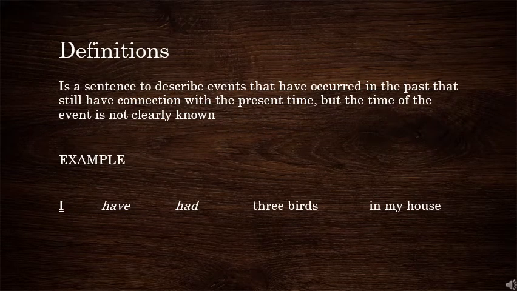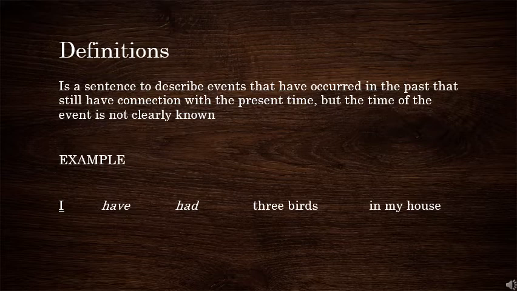So, for the next slide here, we move on to the definition of present perfect tense. Present perfect tense is a sentence to describe events that have occurred in the past that still have connection with the present time, but the time of the event is not clearly known. So, we take a look at the example below. I have had three birds in my house.